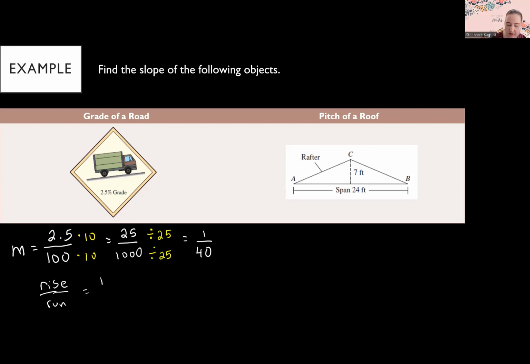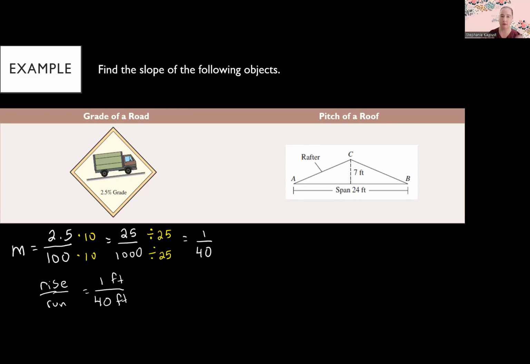It means you're rising by 1 foot over a distance of 40 feet. So that's a very, very flat, almost flat road. It's got a slight incline, but not a very strong one, because out of 40 feet long, you're only going up 1 foot. So that's what grade of a road is telling us. So 2.5% grade is almost a flat road. When you've got higher grades, that's going to be more steep.